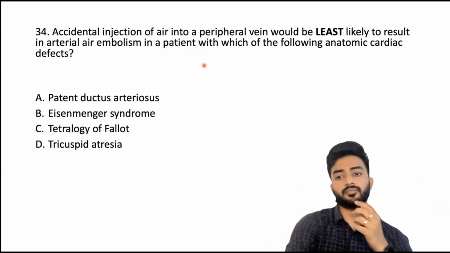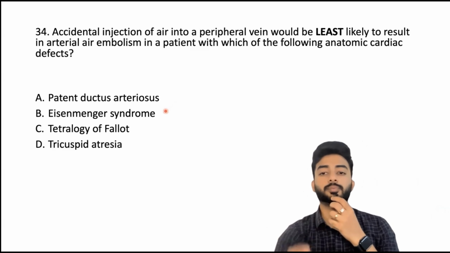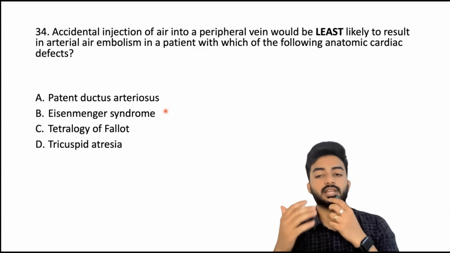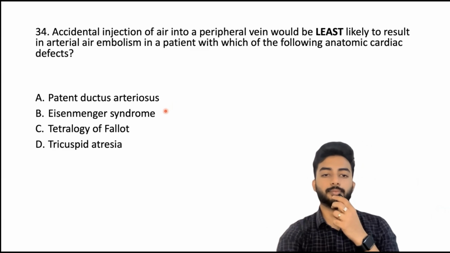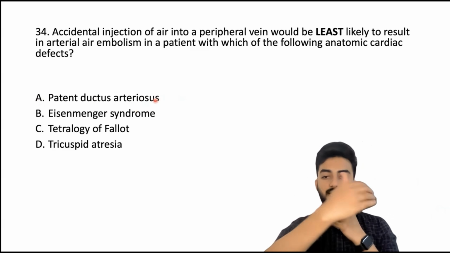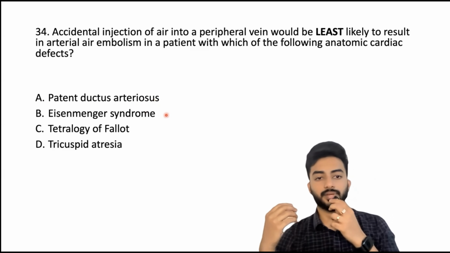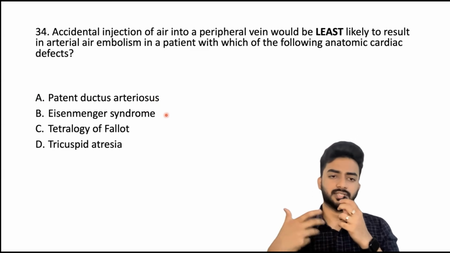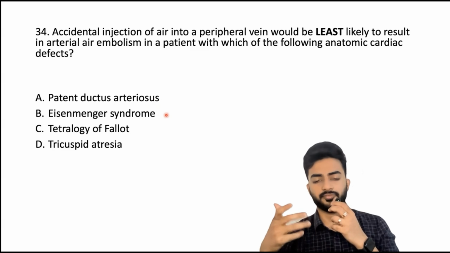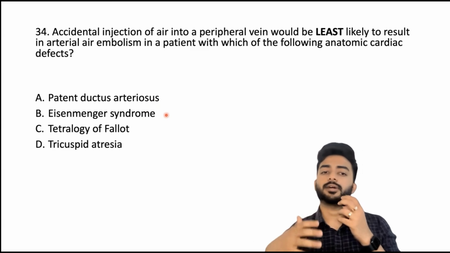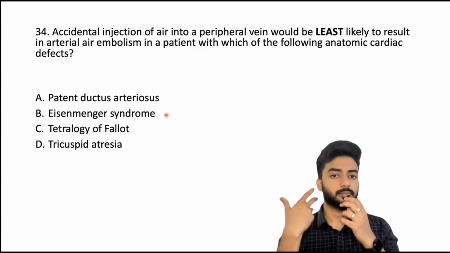So we have to see what are the conditions which will produce right to left shunt and which condition will produce left to right shunt. Among the options given, PDA will cause left to right shunt, whereas all other things, Eisenmenger syndrome, right to left shunt, TOF patients, right to left shunts with a large VSD and severe PS, and tricuspid atresia, if shunting is present, that will be right to left shunt.